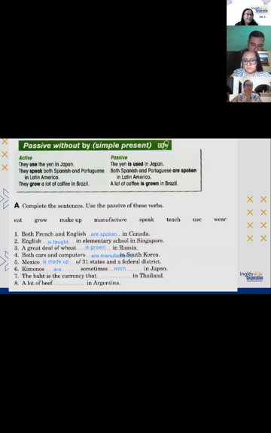The baht is the currency that is used in Thailand. The Bitcoin is now used in El Salvador.